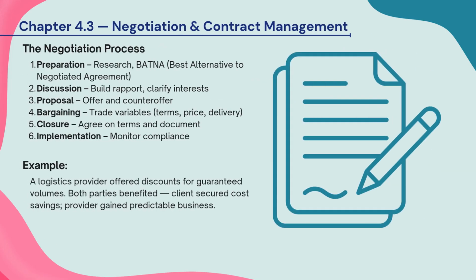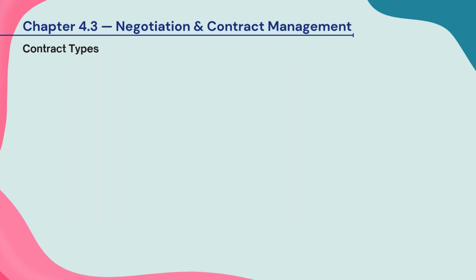This slide outlines the negotiation process, from preparation and discussion to proposal, bargaining, closure, and implementation. Preparation includes research and identifying your BATNA, while bargaining involves trading variables like price and delivery. For example, a logistics provider offered discounts for guaranteed volumes, benefiting both parties: cost savings for the client and predictable business for the provider. This slide explains common contract types.